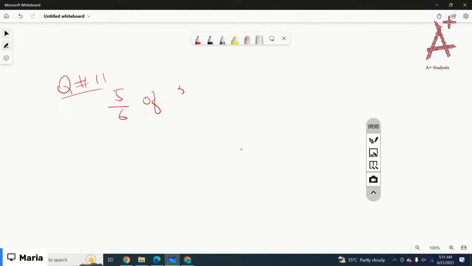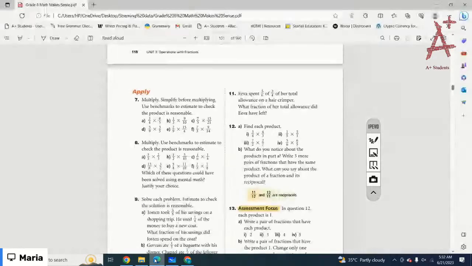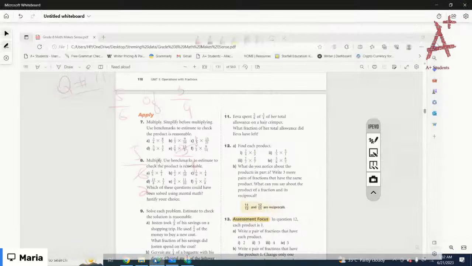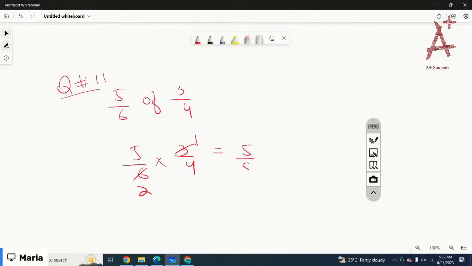5 by 6 of 3 over 4. You have to do 5 by 6 times 3 by 4. 3 times 1 is 3 and 3 times 2 is 6. So it would be 5 over 8. Got it?